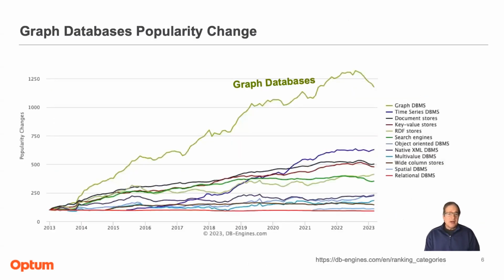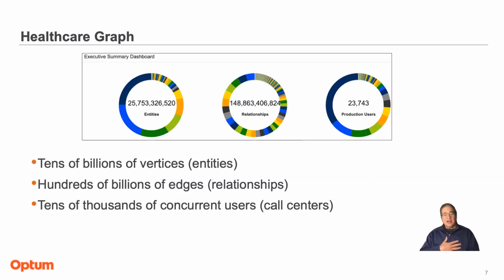And we've also seen graphs increase in popularity. Ever since Google's knowledge graph came out in 2014, we've seen a pretty steady growth in the popularity of graph databases compared to all the other 5 types of databases. Myself, I work on a daily basis in a graph that has tens of billions, not millions, but billions of vertices, hundreds of millions of edges, and we have tens of thousands of concurrent users hitting these databases, for example, from call centers.